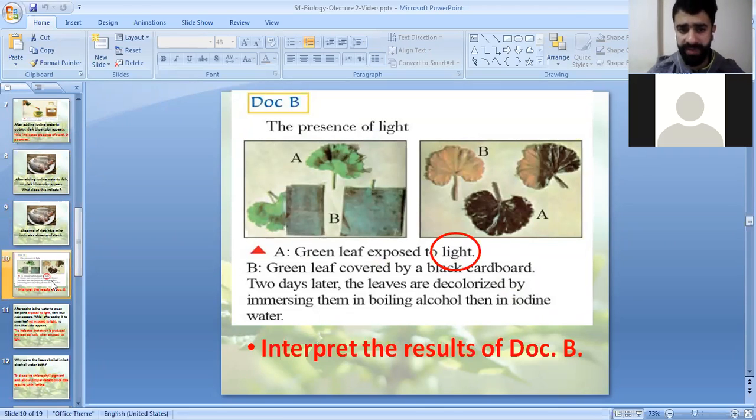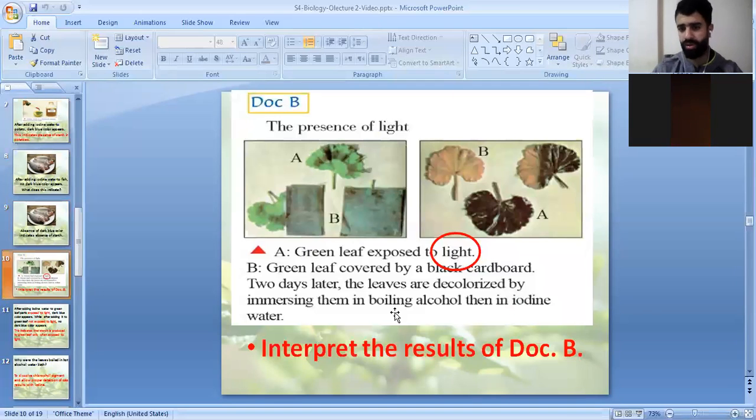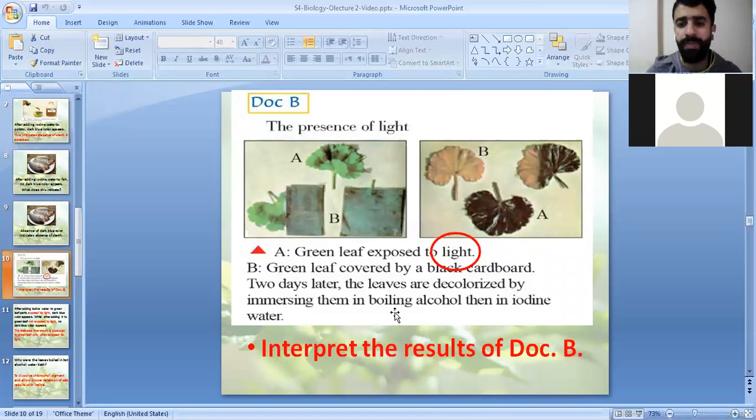Let's move to experiment B, the presence of light. We have two leaves. Leaf A is exposed to light, so this leaf is exposed to sunlight. Leaf B is covered by a black cardboard. This covering by the black cardboard is used to block or prevent the sunlight from reaching the leaf.